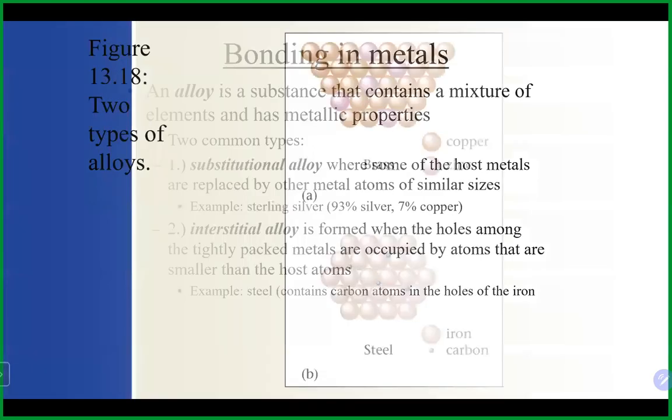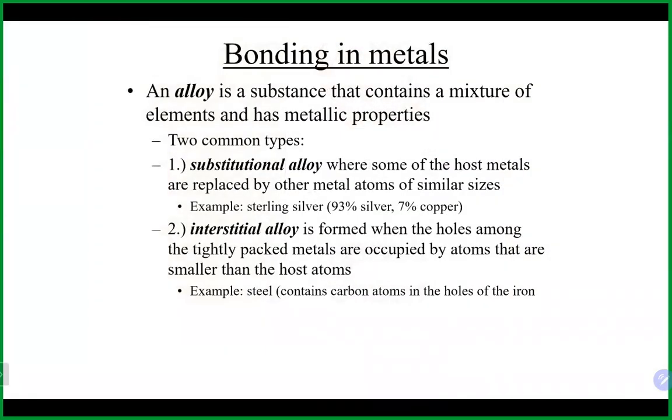Now, an alloy is a substance that contains a mixture of elements and has metallic properties. There's a substitutional alloy, and that is basically what it sounds like. The host metal is replaced by a similar metal in its place. Like sterling silver is 93% silver, 7% copper. So you've got some copper atoms in the place of some of the silver. An interstitial alloy is formed by holes that are packed tightly with atoms, like steel. Carbon atoms in the holes of the iron are put in there to reinforce it. And you kind of put some in between different elements or atoms.